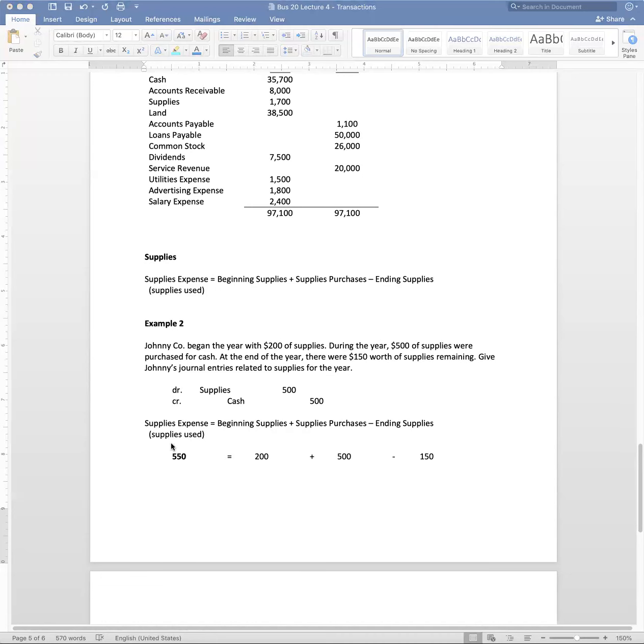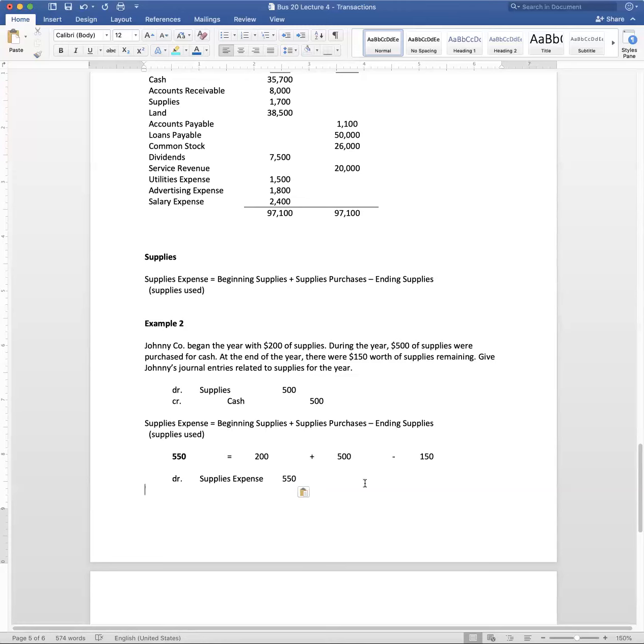All right, so supplies expense. We've never talked about supplies expense before right now, but it is an expense, and expenses are always increasing, which means the expense is going to be debited. We are always going to be debiting those expenses. All right, so we've recorded that.